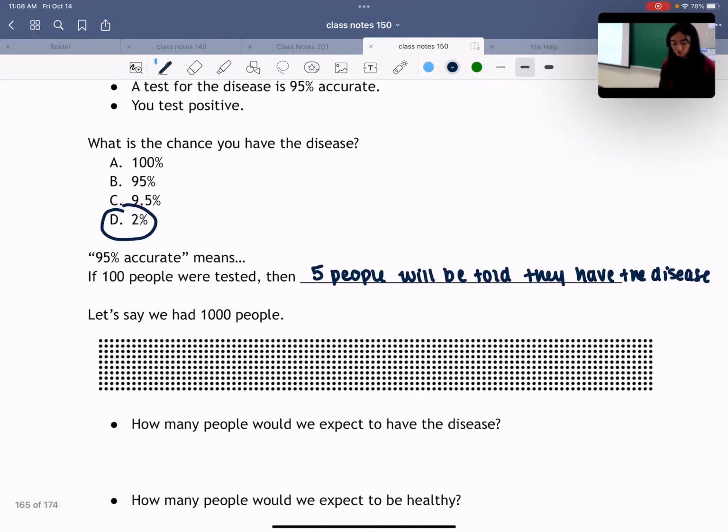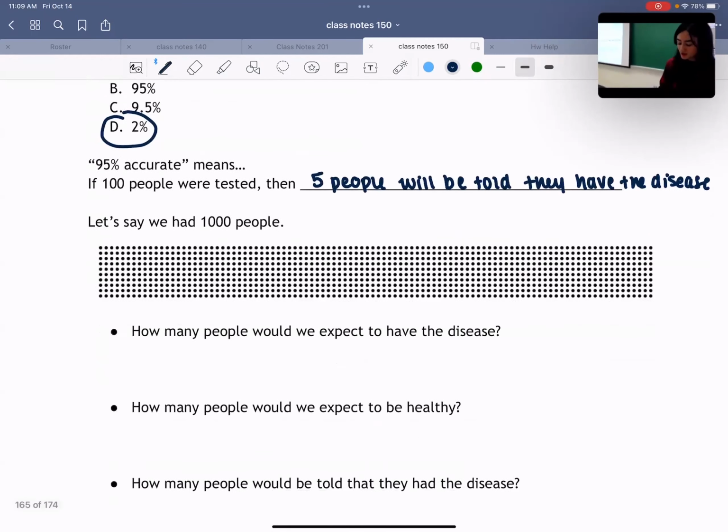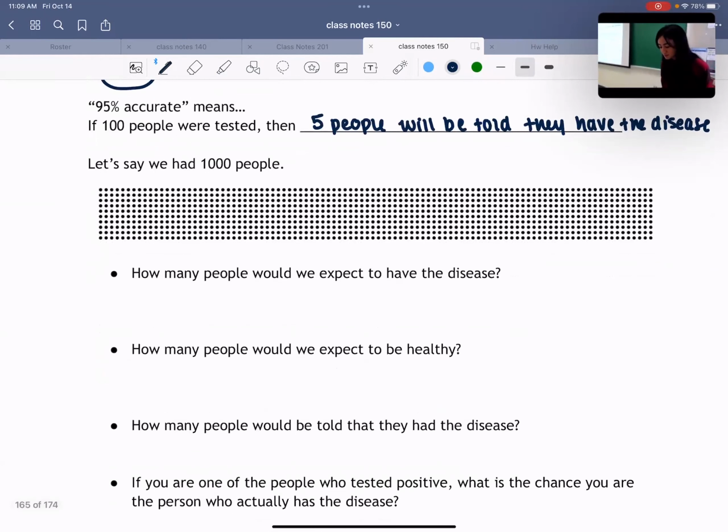Now let's say we have 1,000 people, and I actually drew all these people. Every single dot here represents a person. Out of these 1,000 people, if the disease affects 0.1% of the population, how many people would we expect to have the disease? Not 50. How would we find it? That's okay. It's okay if you don't know. We're not going to be doing this later in class. This is kind of more of a hard example.